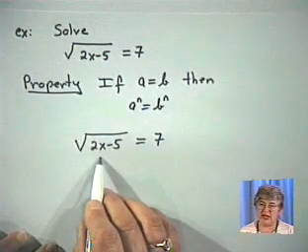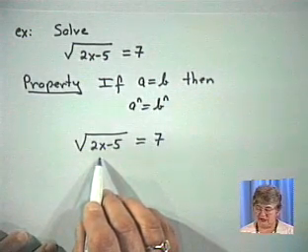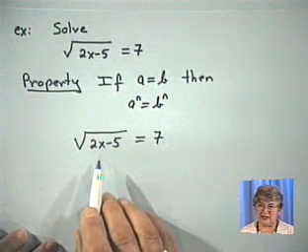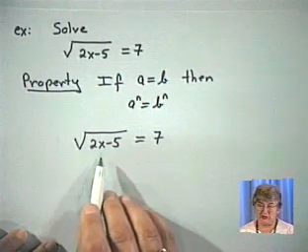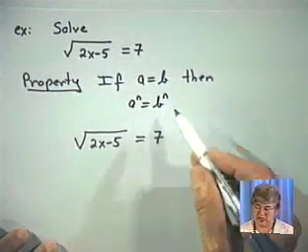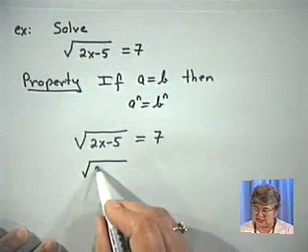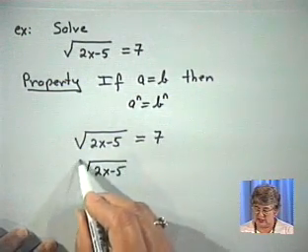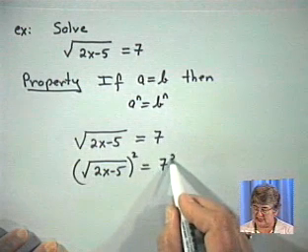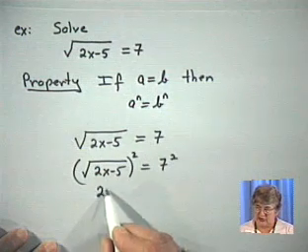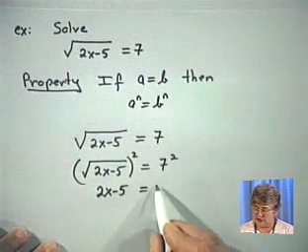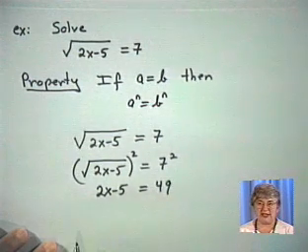We'd like to remove that radical, and as we've seen before with radicals, with square roots, to remove a square root we square it. But we can't just square one side of the equation, because then we wouldn't have an equality. But we can use this property right here. What we'll do is we'll take the square root of 2x minus 5, square the left-hand side, and square the right-hand side. So we have 2x minus 5 on the left-hand side, and we have a 49 on the right-hand side.